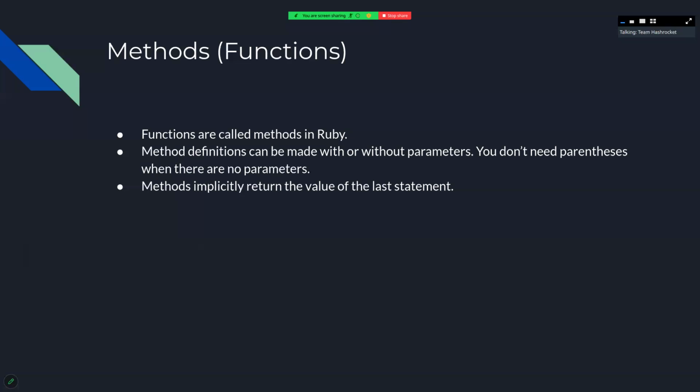So we have methods, which are synonymous with functions. You can make method definitions with or without parameters. If your method doesn't take any arguments, then you don't have to make the parentheses. Same thing when you call it. And then methods also implicitly return the last value of the statement.